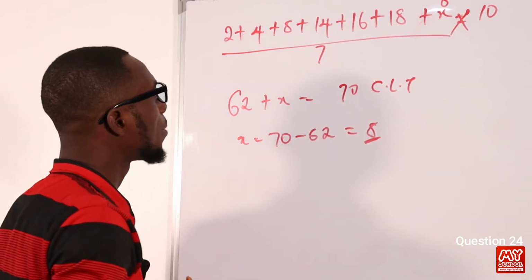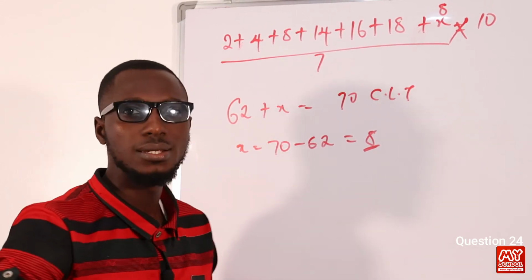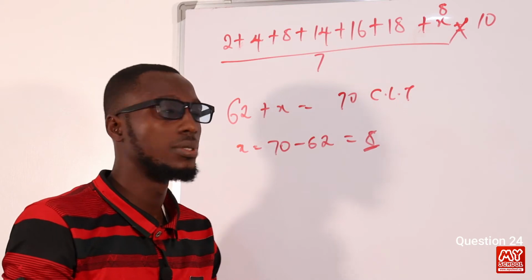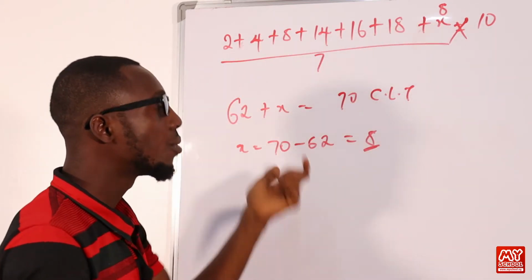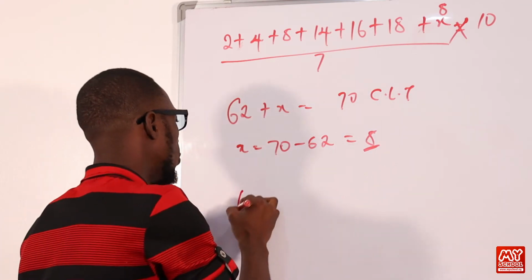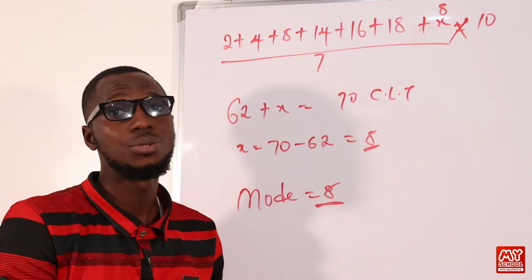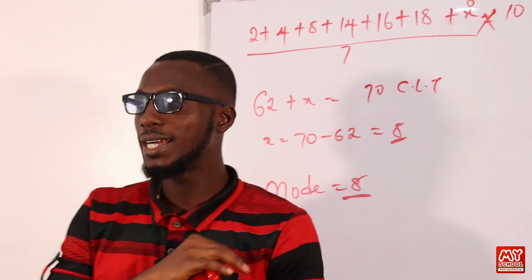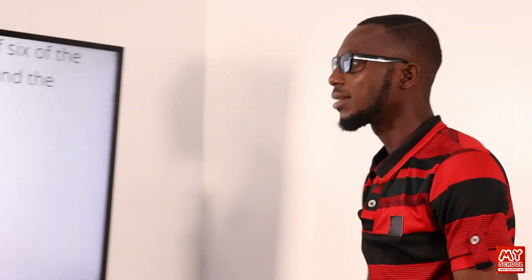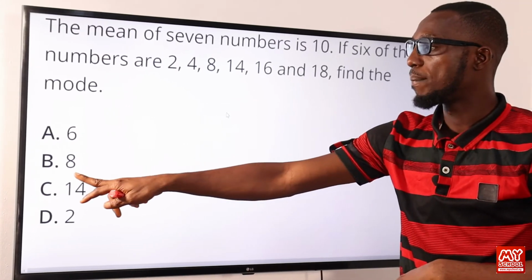Alright, so we have to find mode. Mode talks about the number with the highest frequency. So which of these numbers occur the most? We have 8 and we have 8. So the mode, the unknown number, is 8, and the mode is still 8. 8 occurred twice compared to every other number. So the mode is 8, the unknown number is 8. So let's see if we can find 8 in the options provided. And yes, option B is your correct option.